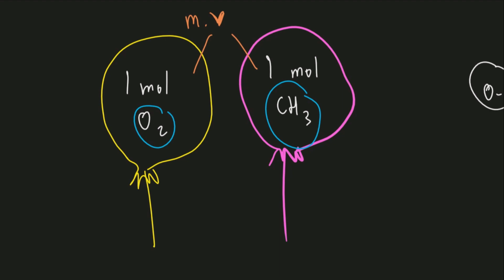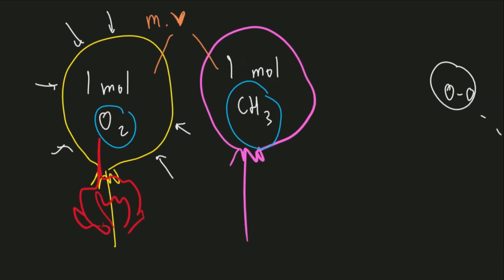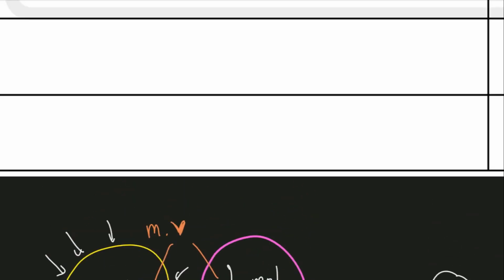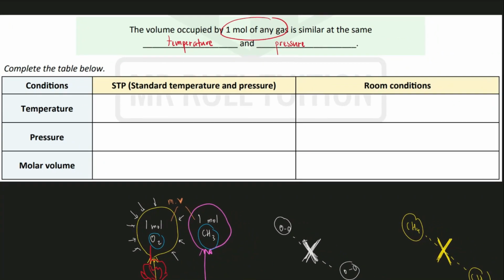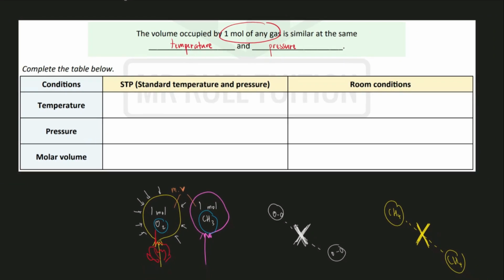However, this is affected by the pressure as well as the temperature. A higher temperature would cause the gas to expand and therefore change its volume. A higher pressure will cause the gas to contract and therefore change the volume as well. And so, if we fix the temperature and the pressure, all gases, regardless of the type of gas, will have the same volume. There are 2 specific conditions that we use, the standard temperature and pressure, and the other condition is known as room conditions. At standard temperature and pressure, the temperature is set to be 0 degrees Celsius.